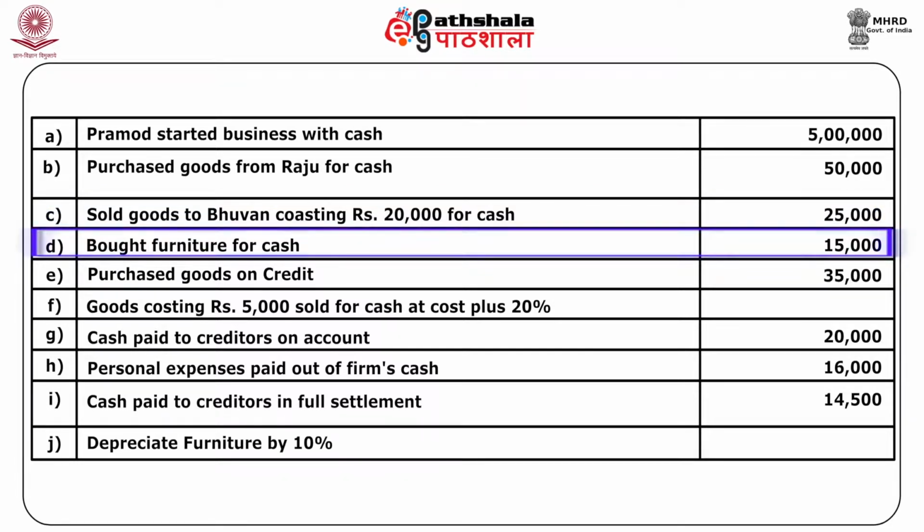Bought furniture for cash of rupees 15,000. Purchased goods on credit of rupees 35,000. Goods costing 5,000 sold for cash at a cost plus 20%. Cash paid to creditors on account of rupees 20,000. Personal expenses paid out of firm's cash of rupees 16,000. Cash paid to creditors in full settlement of 14,500 and depreciate furniture by 10%.